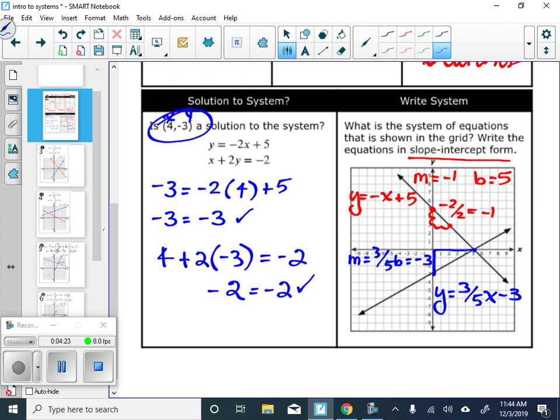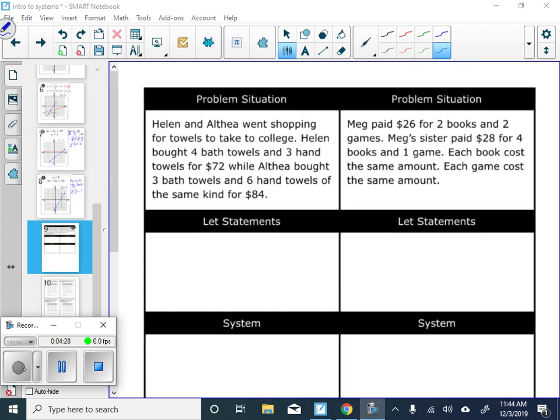Questions? Okay, on to word problems. Here we go. Alrighty, let's do a couple of word problems. The first one is about Helen and Aletha. They went shopping for towels to take to college. Helen bought 4 bath towels and 3 hand towels for $72, while Aletha bought 3 bath towels and 6 hand towels of the same kind for $84. So my question is, what do you know? What's one thing you know?